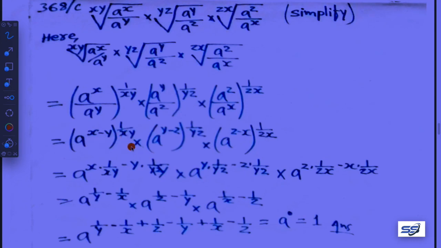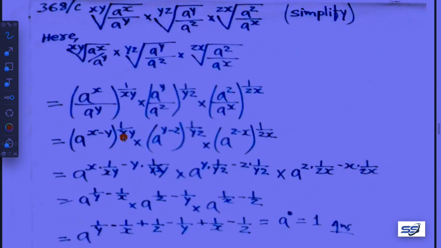Now this lower power is subtracted from power of upper one, comes here (a to the power x minus y) all to the power 1 upon xy, into (a to the power y minus z) whole power 1 upon yz, plus (a to the power z minus x) whole to the power 1 upon zx. Same thing is done everywhere. As lower power is subtracted from upper one, lower power subtracted from this y, and here lower power x is subtracted from z. Equal. Now this shall be multiplied, both: a to the power x into 1 upon xy minus y into 1 upon xy, into a to the power y into 1 upon yz minus z into 1 upon yz, a to the power z into 1 upon zx minus x into 1 upon zx.